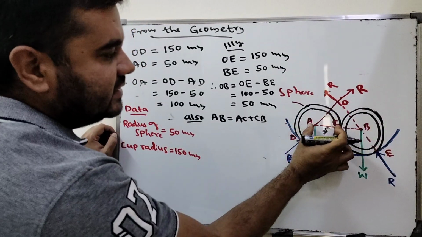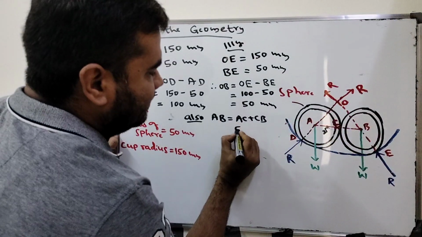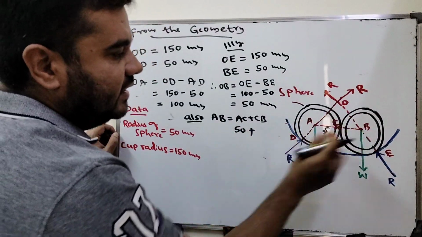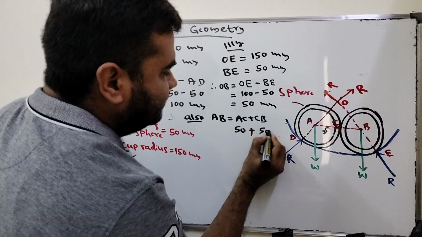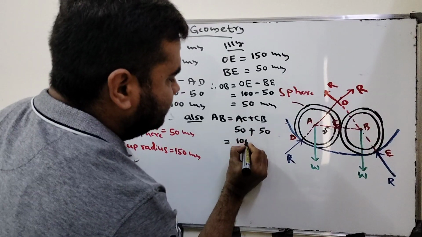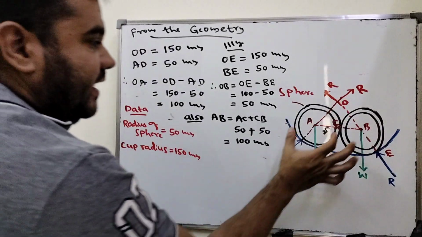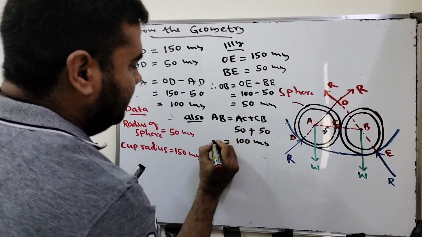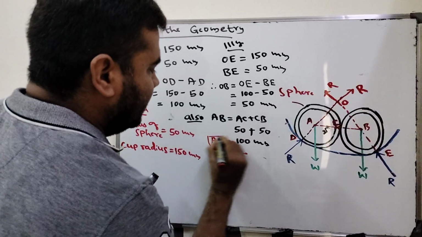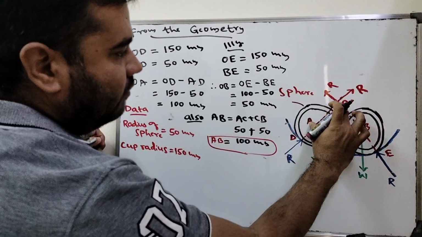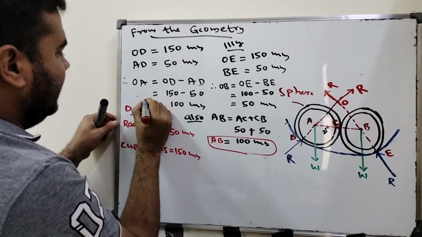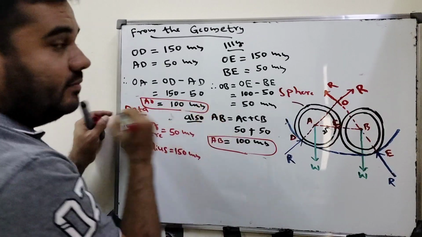AC is how much? Radius of the sphere is 50 millimeter. And CB is how much? Radius of the other sphere is 50 millimeter. This will be equal to 100 mm. Now check that, AB is 100, we got AB. How about AO? AO is 100, this is also 100 mm.